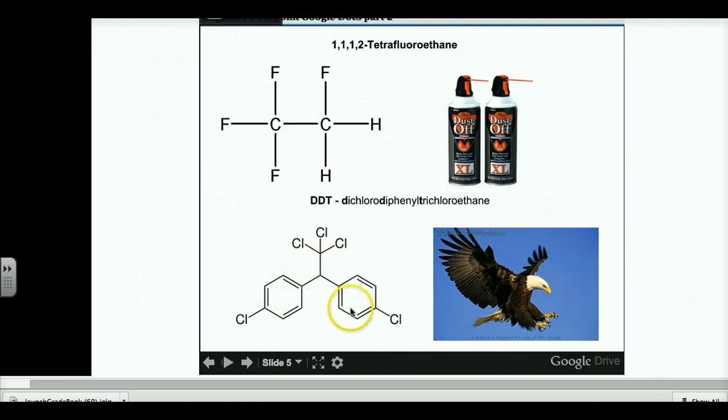Dichlorodiphenyltrichloroethane. The molecule is very nonpolar, very symmetrical. It was used as an insecticide, but because it is so nonpolar, it got into the animals up the food chain, the insects, the rodents who ate it and so forth, and stayed in their bodies. And the bald eagles almost became extinct because of their inability to lay eggs because of this chemical. All right, so there's some history behind halocarbons.